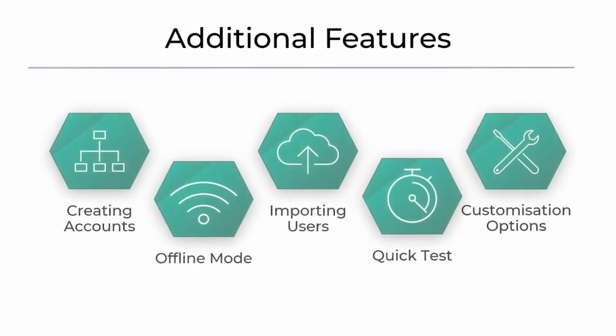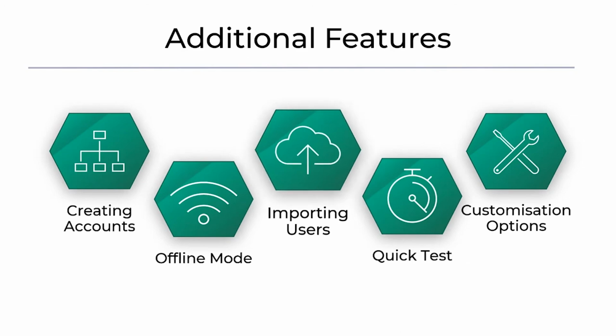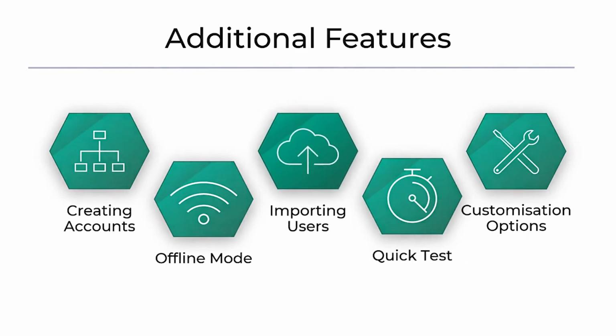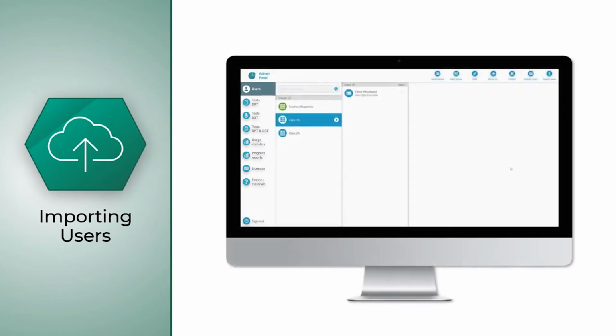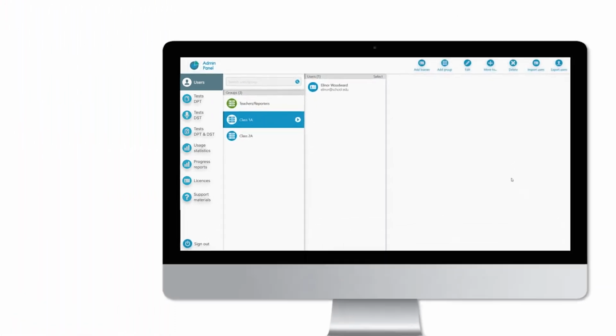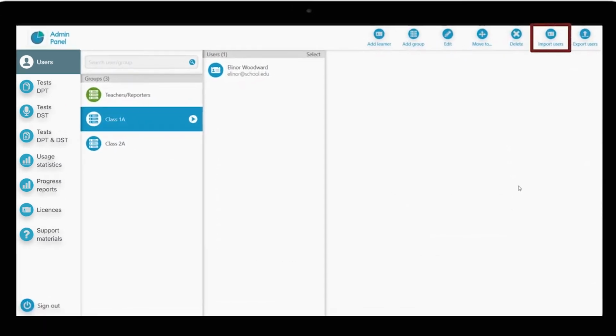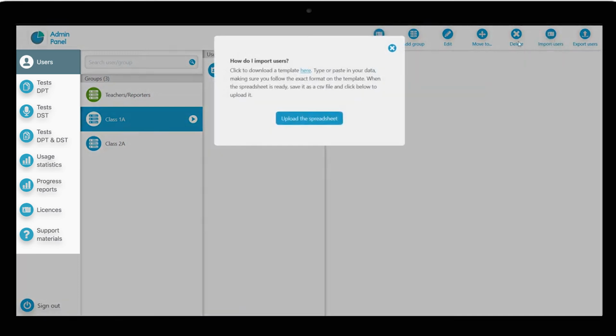In Part 1 of the guide, we talked through importing learner accounts from a spreadsheet, which is a lot quicker than creating them one by one in the admin panel. When importing users, it's also possible to create teacher or reporter accounts, or to split the users into different groups. To do this, click on Import Users, and click to download the template in the window that appears.